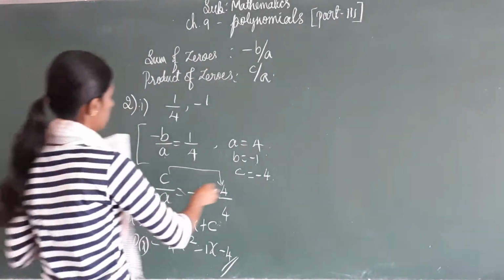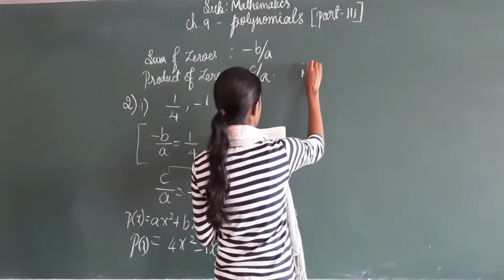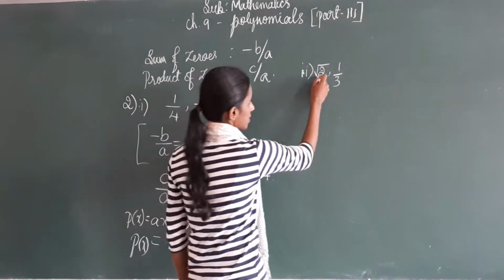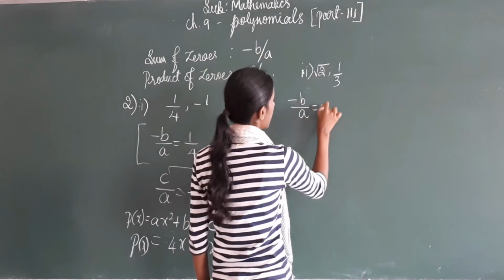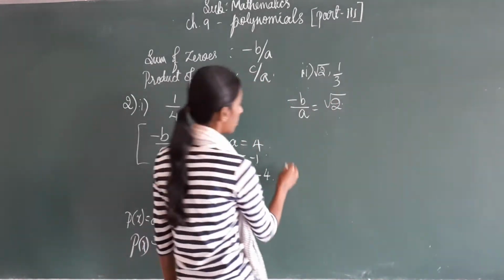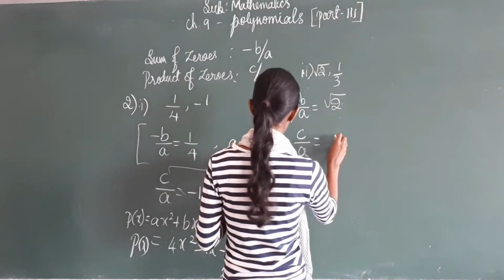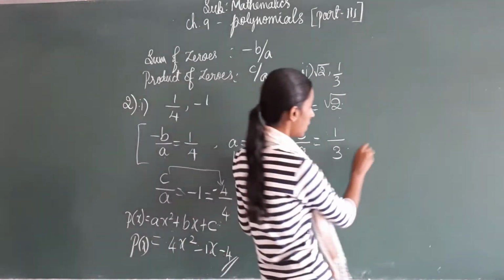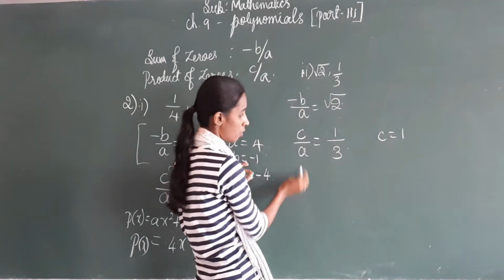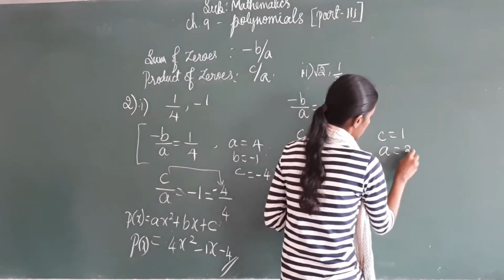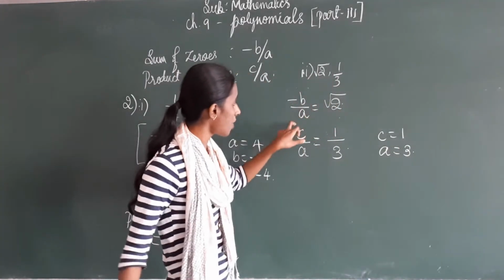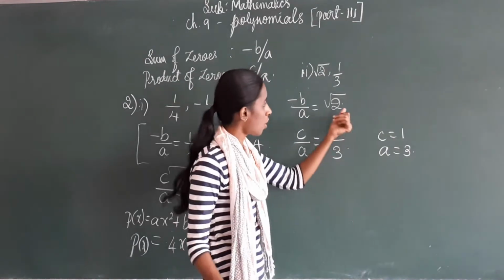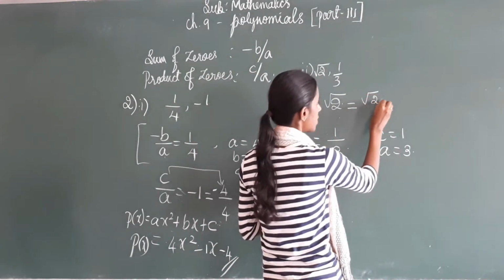So moving on to the second one: root 2 and 1 by 3. How will you write? So this is the sum. Sum is nothing but minus b by a. Minus b by a is root 2. And c by a is 1 by 3. See, if you equate this, c is equal to 1 and a is equal to 3. But here, do you have anything in the denominator? What is the value of a? You don't have anything, isn't it? But you want a as 3. So how will you write this root 2? Can I write root 2 as root 2 into 3 by 3?